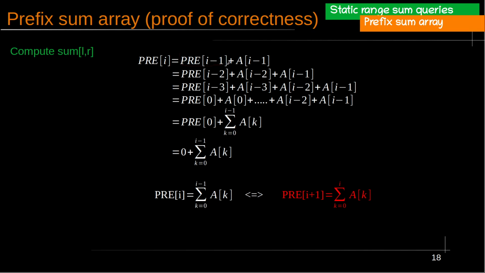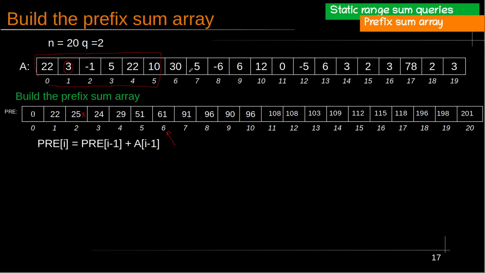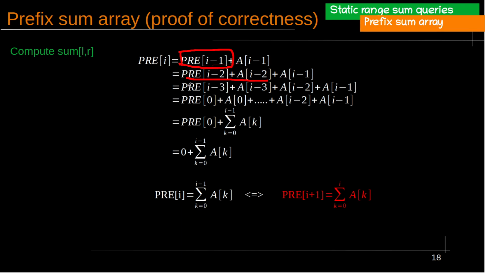If we take this quantity here, which is equal to this one, prefix I minus 1 is equal to, if I follow this formula, prefix I minus 2 plus A at I minus 2, plus this one. And we will continue like this. It's very simple to understand. It's not complex math here.